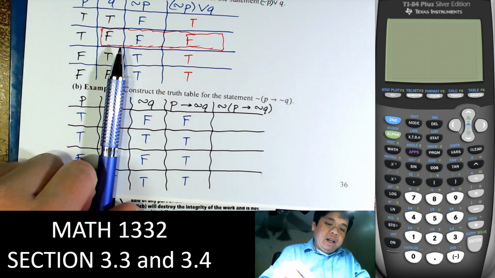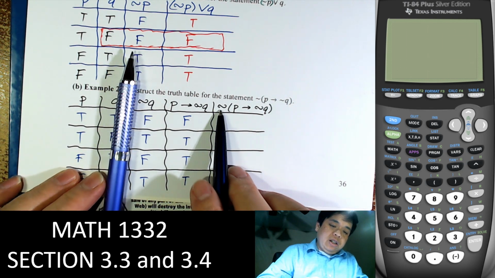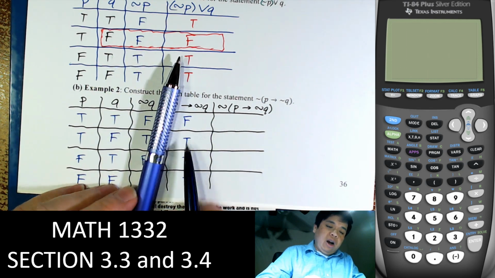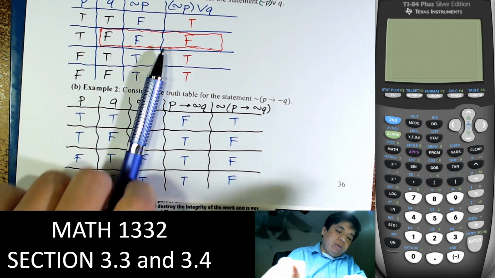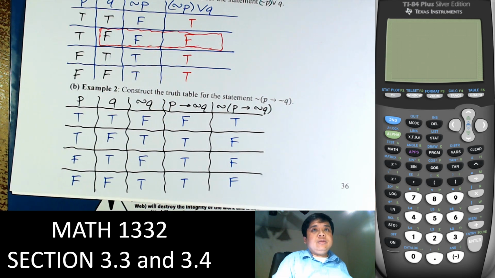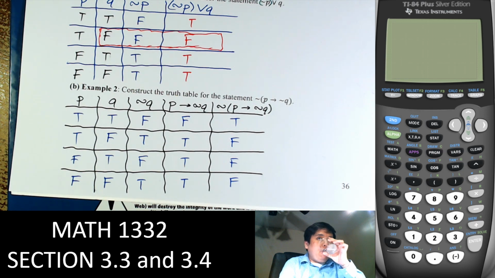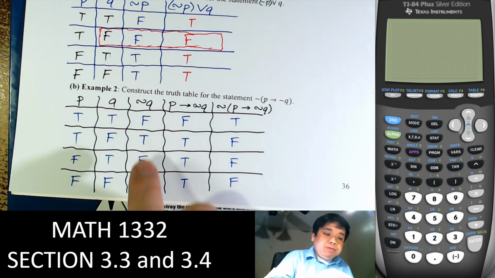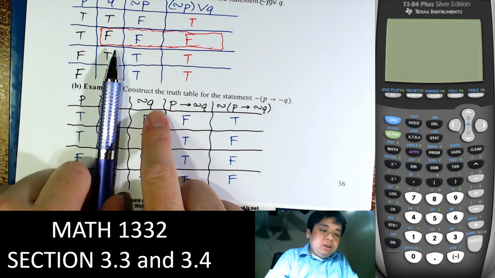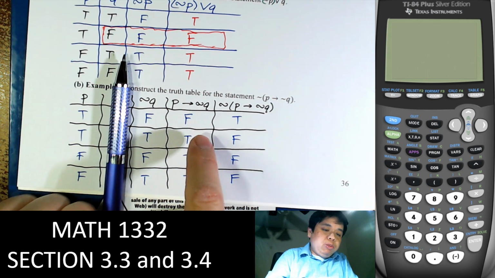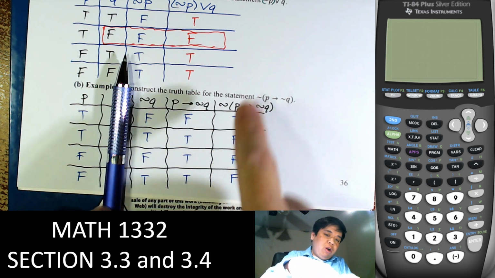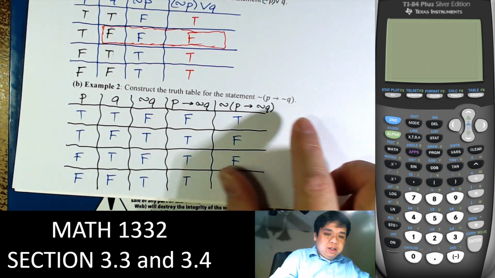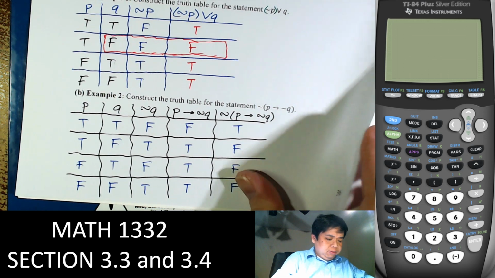Now put them together. Finally, this is a negation, so just turn everything opposite. True, false, false, and false. So we do P implies not Q, and that is only false when we have true implies false, and then we turn all of that to opposite truth values. And so that's what we have.